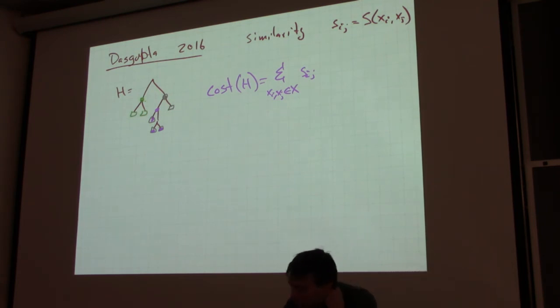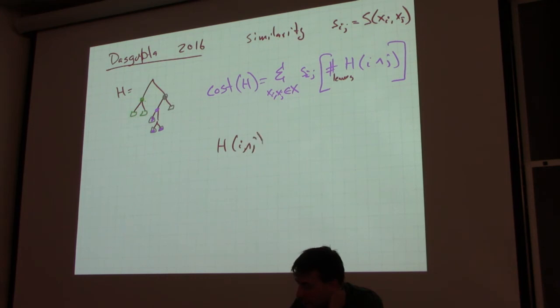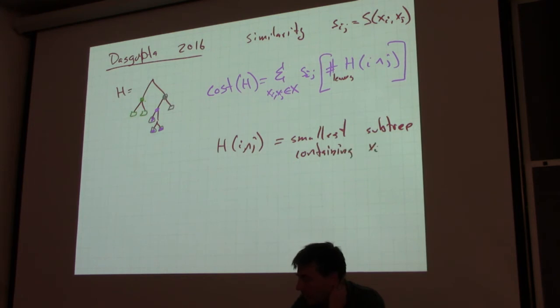How I'm going to measure this is I'm going to multiply this by the number of leaves in the hierarchy of i intersection j. This i intersection j is going to be the smallest subtree containing x_i and x_j.